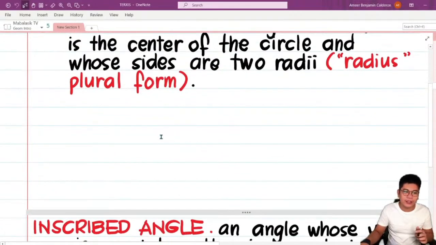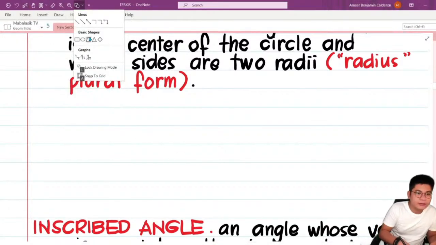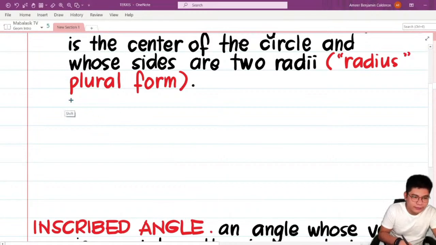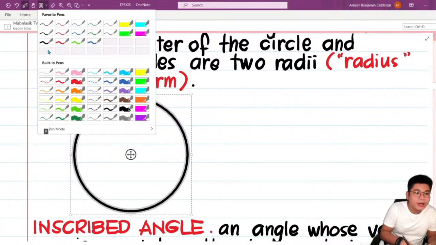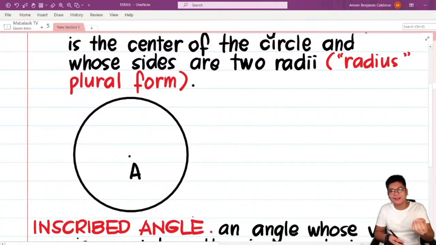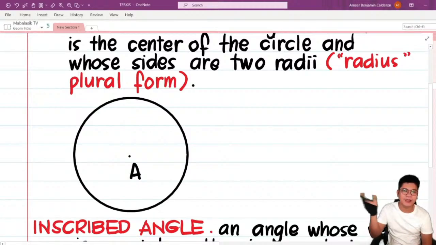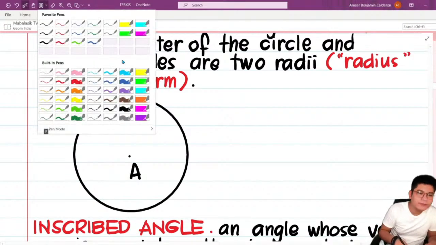So let's draw our circle. Okay. And let's have our center. For example, this is circle A again. Pero hindi palaging circle A, guys, ha. Gusto ko lang circle A. Pwedeng iba. Actually, sa mga books, ang madalas ginagamit, circle O. Anyway, share ko lang.